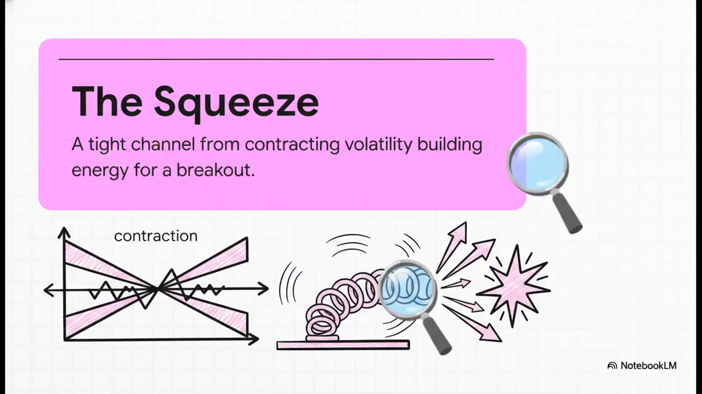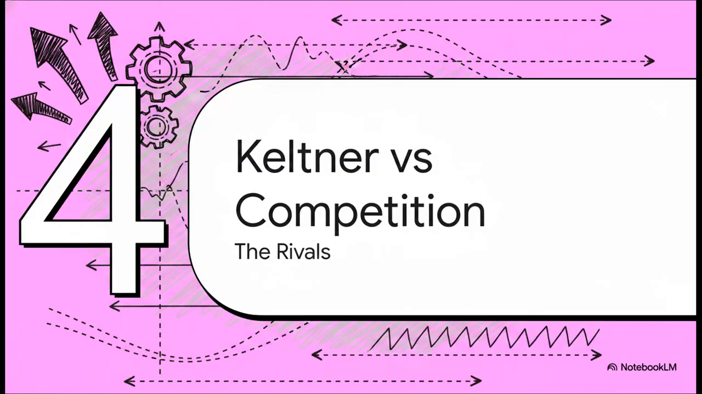And because the bands use ATR, they're constantly breathing, expanding and contracting. When volatility drops, the bands physically tighten around the price, creating what traders call a squeeze. It acts exactly like a coiled spring. The market is just sitting there, building potential energy, waiting to violently release it into an explosive breakout. And let me tell you, breakouts from a squeeze, those are often the absolute highest quality setups you're ever going to find.